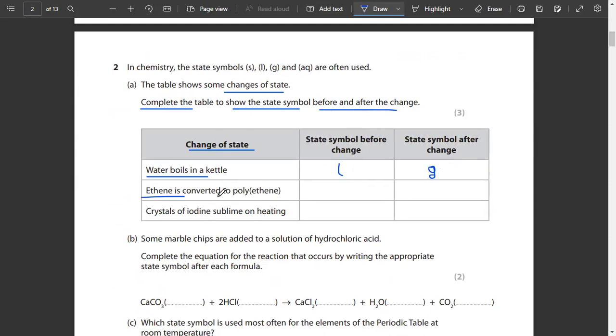Ethene is converted into polyethylene. Now this is from organic chemistry, but ethene itself is a gas, and when it becomes polyethylene, it becomes a solid. Crystals of iodine sublime. What does sublime mean? Crystals were solid, but when they sublime, what are they going to become? They are going to become gas.